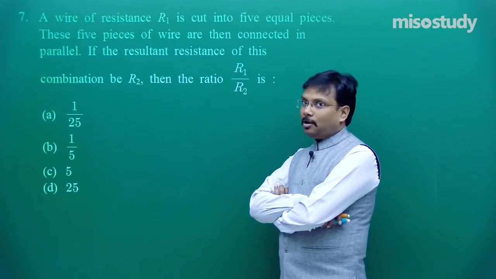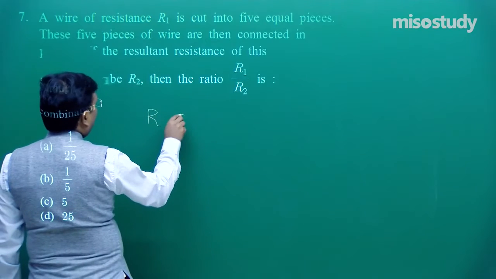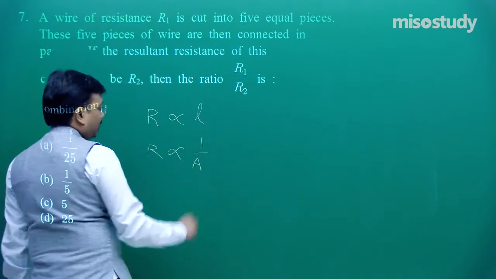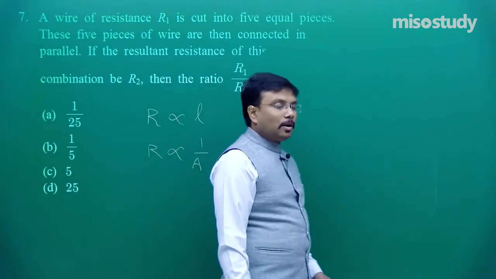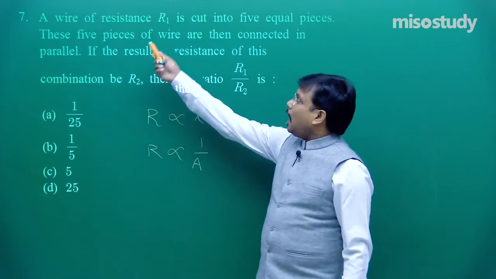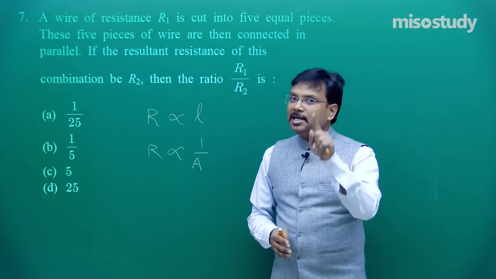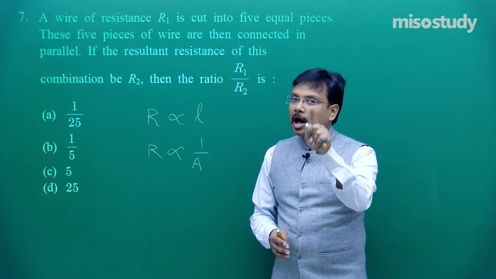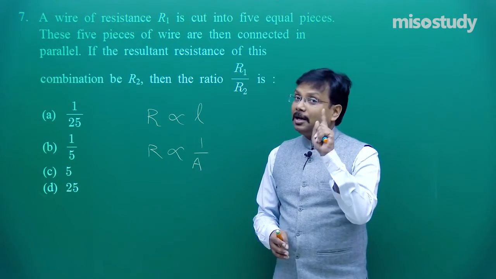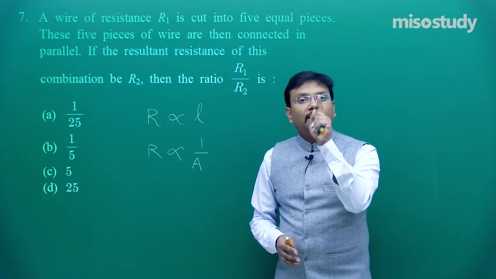Students, try to recall, when I told you the relation between R, L and A, I said R is directly proportional to L, and R is directly proportional to 1 by A. So, when you cut a wire into n equal parts, you reduce the resistance by 1 by n. Fine. So, R1 is the resistance of the complete wire. So, 5 pieces means each piece has resistance R1 by 5. Again I am repeating, cutting into 5 parts, each piece has resistance R1 by 5.